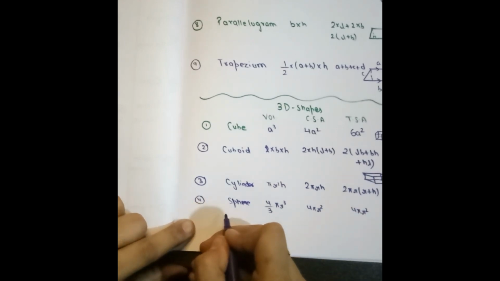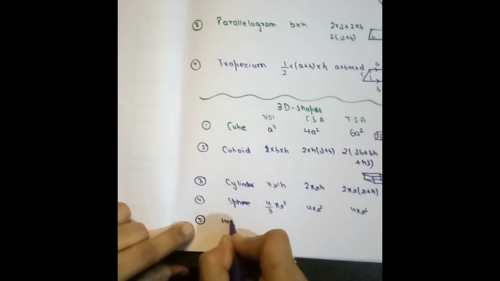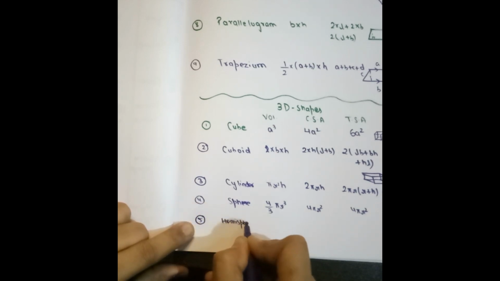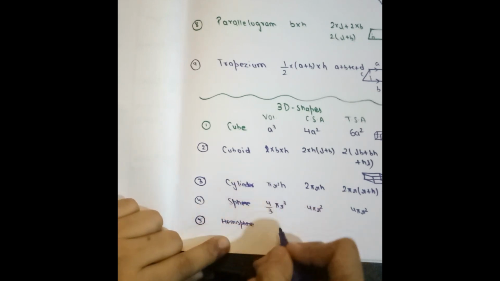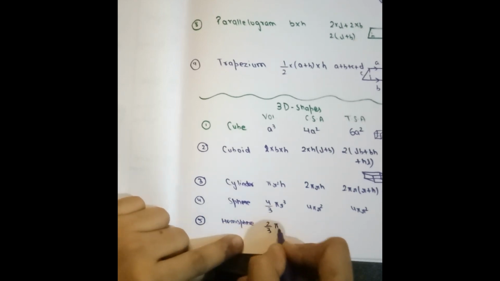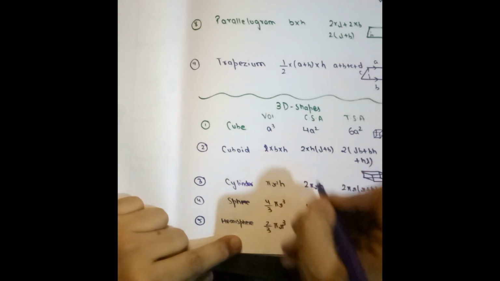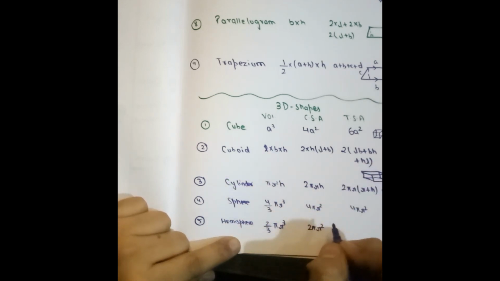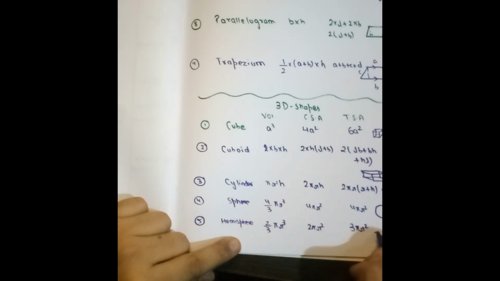Now let's come to the next, that is hemisphere. For the hemisphere, the formula of the volume is 2 by 3 pi r cube. The curved surface area is 2 pi r square, and the total surface area is 3 pi r square. So this was a sphere, which is this, and this is a hemisphere, which looks like this, because it is a 3D shape, so it looks like this if you cut it in half.